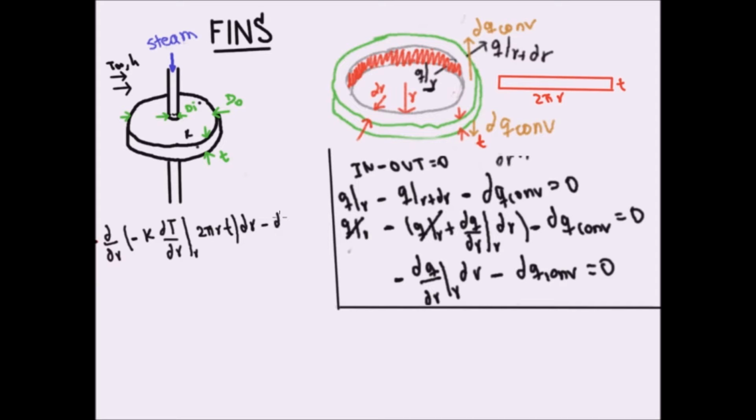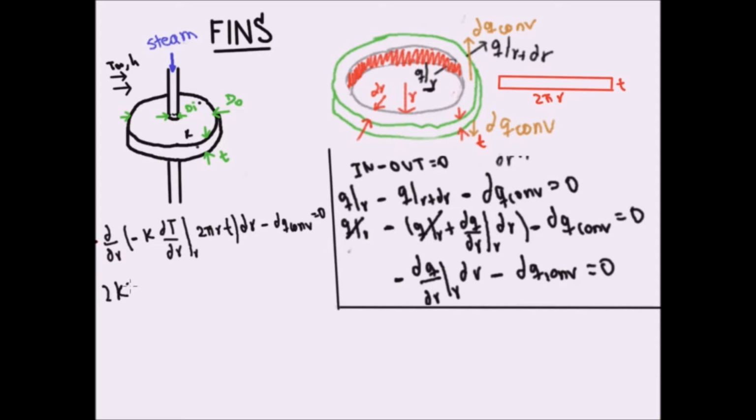Minus dq convection equals 0. We can then introduce this derivative term. We can cancel the negative signs. So we have k. Let's put all the constants in front. We set constant properties, so the k is constant throughout the whole fin, even if the temperature varies.